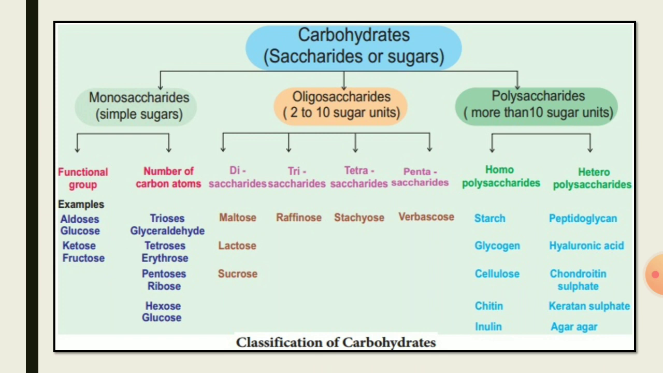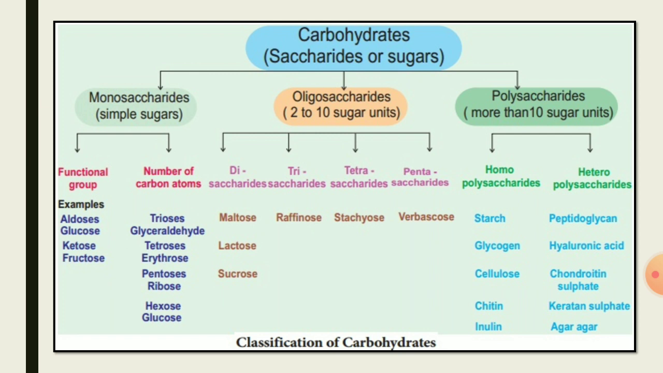Next, classification of carbohydrates. Carbohydrates are broadly classified into three types: monosaccharides, oligosaccharides, and polysaccharides. Monosaccharides means simple sugar, which contains a single sugar unit, and is further divided. Based on the functional group, it has aldose, glucose, ketose, fructose. Based on the number of carbon atoms, some examples are triose, glyceraldehyde, tetrose, erythrose, and ribose, etc.